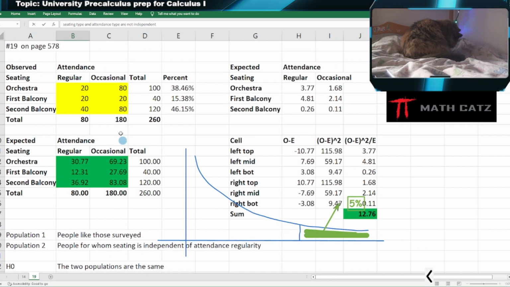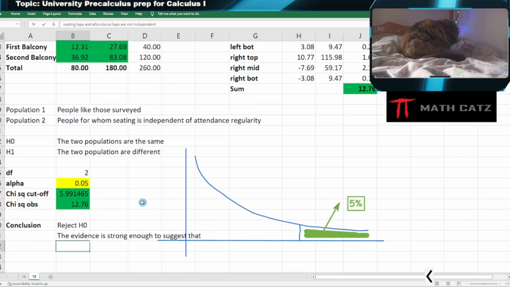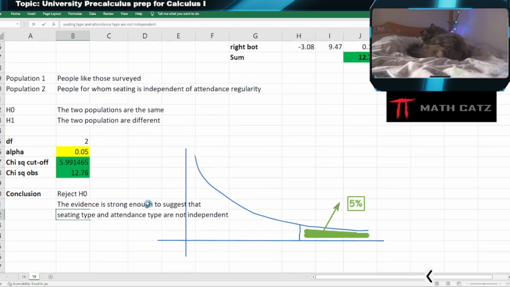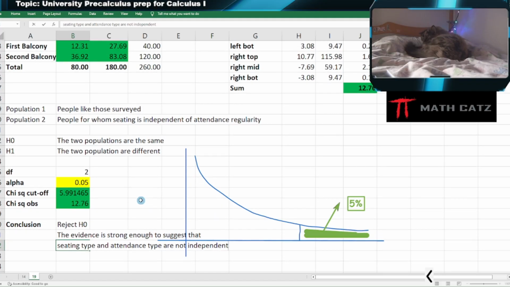If it was independent, I expect numbers around these green ones. I got numbers that differ just too much to just be happening by chance. According to the evidence, it suggests that it could be because they're not independent of each other. All right, there we go.